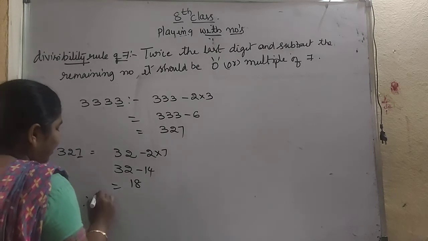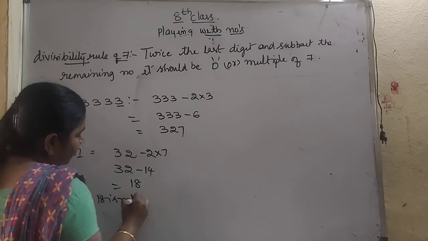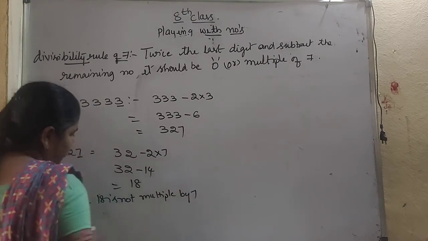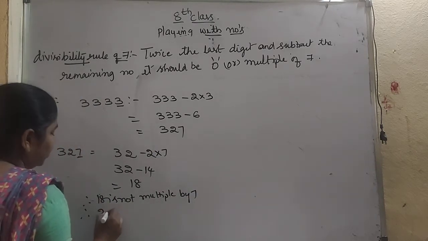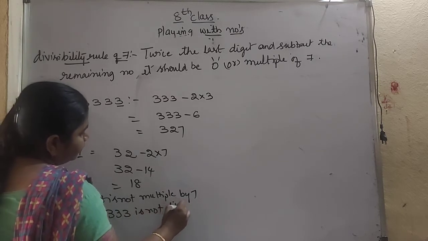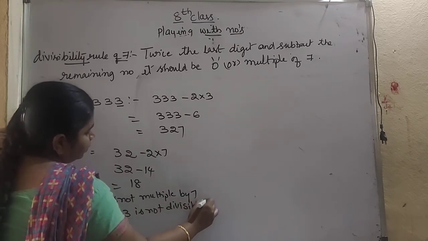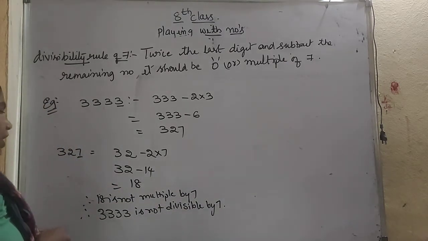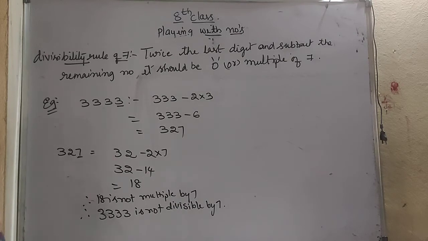So we can say that 18 is not a multiple of 7. Therefore, 3333 is not divisible by 7. So this is the divisibility rule of 7.